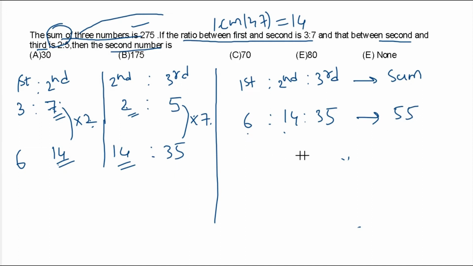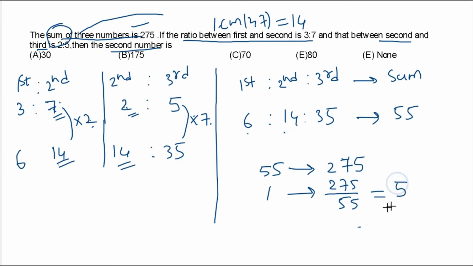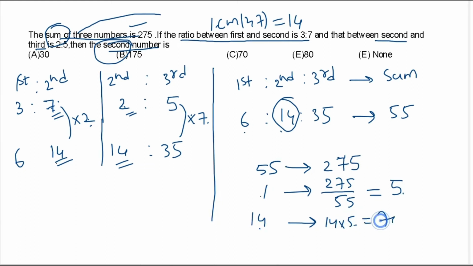But according to the question, 55 is equivalent with 275, right? So 1 is equivalent with how much? 1 is equivalent with 275 divided by 55, which will be equal to 5. But we have to find the second number, and what is the second number here? 14. So 1 is equivalent with 5, so 14 is equivalent with 14 into 5, that is 70. So this option C is your correct answer.